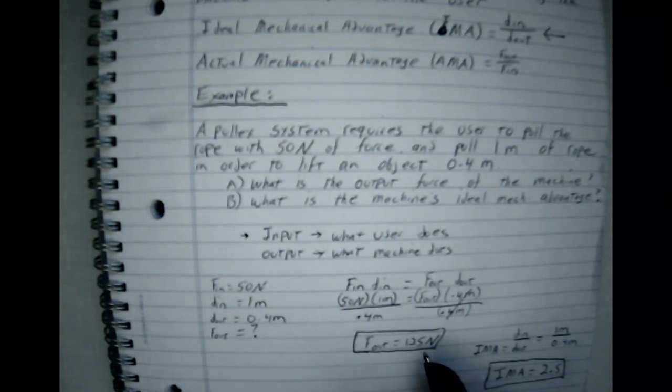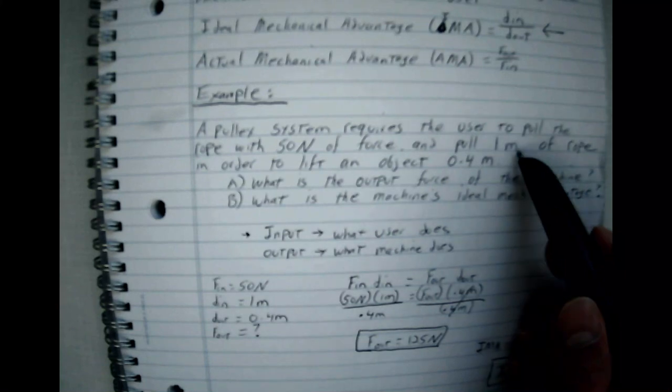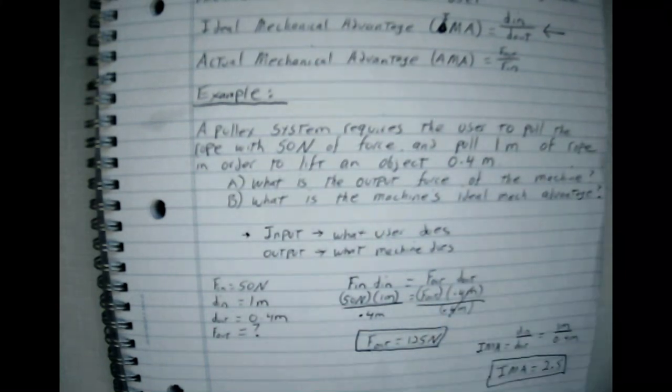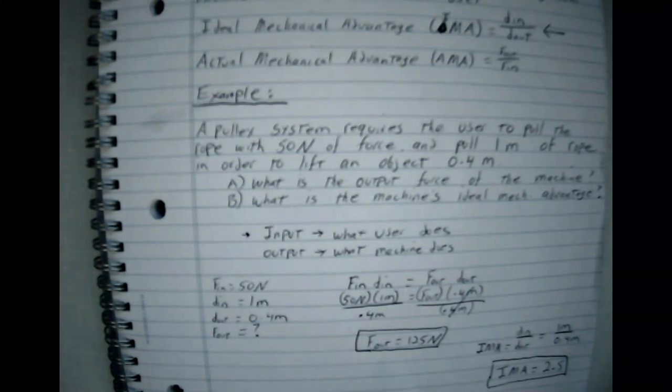We get more force out than we put in. The way we do it is we trade off with distance. Notice they had to pull more rope, a whole meter of rope, but they were only able to move the object 0.4 meters. So that's the trade-off.